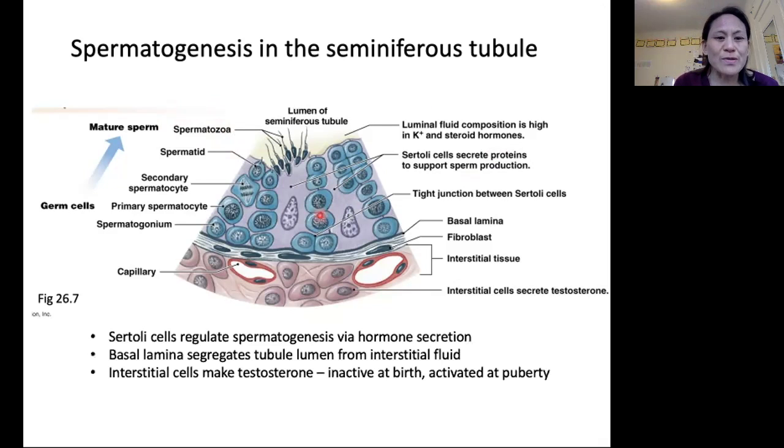Also, some things I want to show you about the seminiferous tubule. These are the Sertoli cells shown in purple. They secrete hormones that regulate spermatogenesis. We have a basal lamina that separates the inside of the tubule from the interstitial fluid. Outside of the basal lamina, we've got our interstitial cells, which make testosterone. The interstitial cells are inactive at birth, but they become active at puberty.